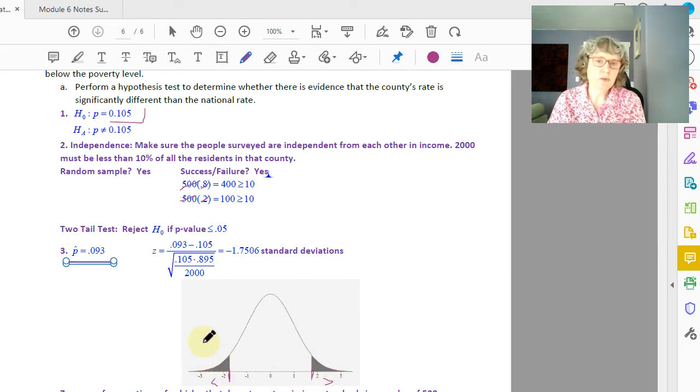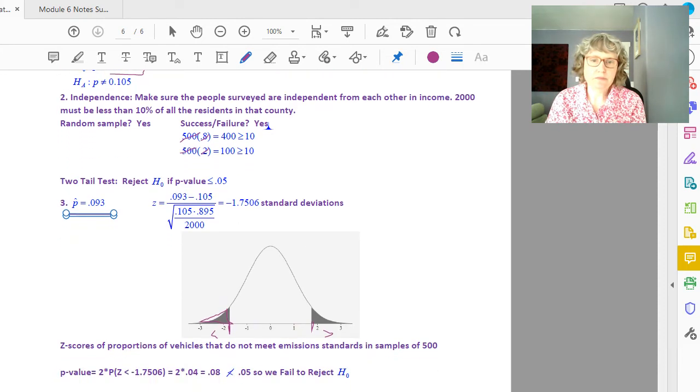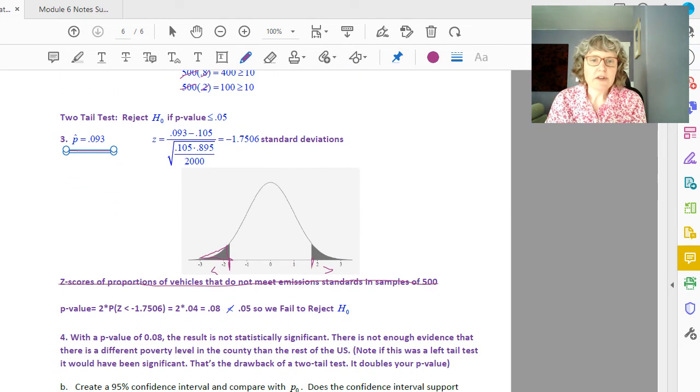So if we got the negative, that's this area right here. Instead of also figuring out the other one, we're going to use symmetry because they're the same and multiply it by 2 to get both tails. Oh yeah, I see. I forgot to adjust that. Okay, so our p-value is 2 times the probability.